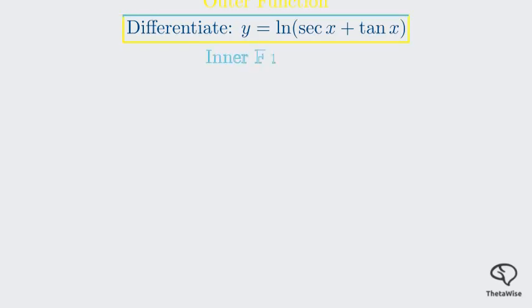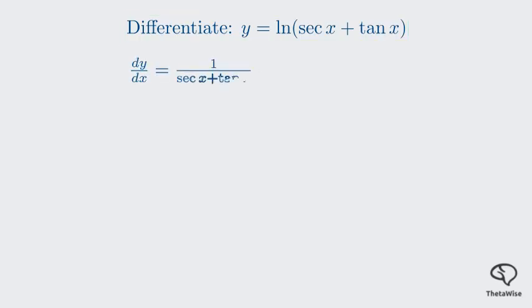Consider differentiating y equals ln of the quantity secant x plus tangent x. We have an outer function, ln, and an inner function, secant x plus tangent x. Let's apply the chain rule. The derivative is 1 over the inner function times the derivative of the inner function. We need to find the derivative of secant x plus tangent x.